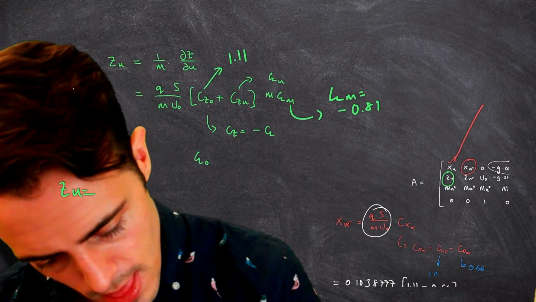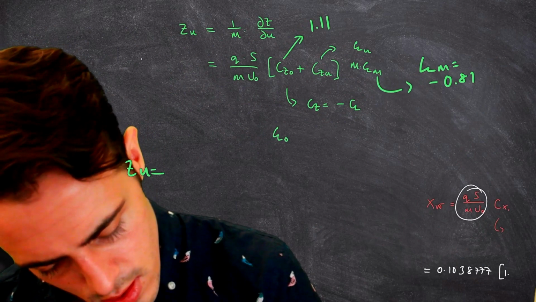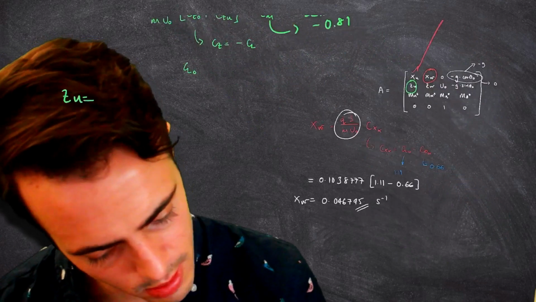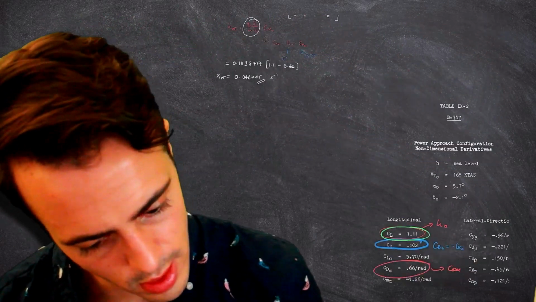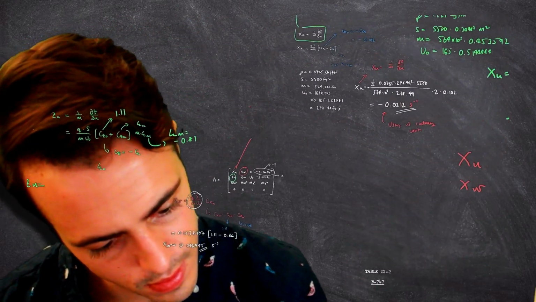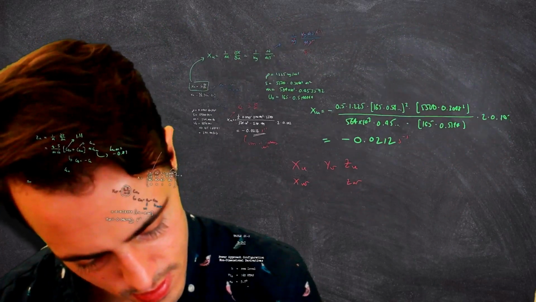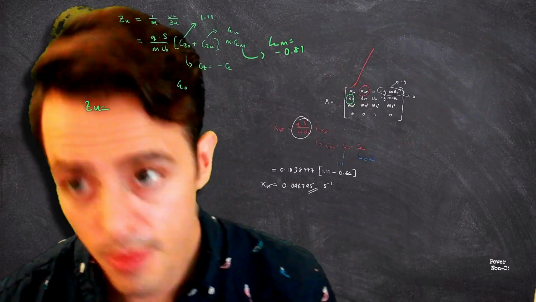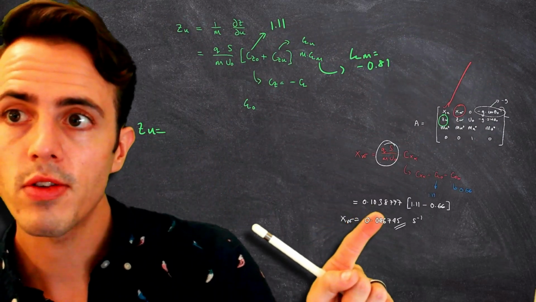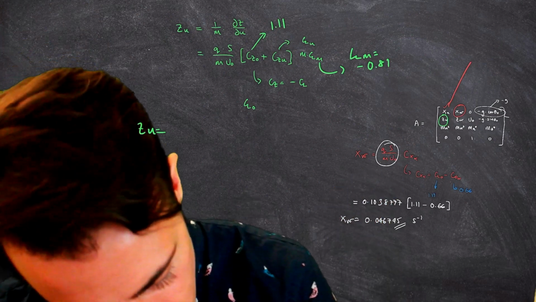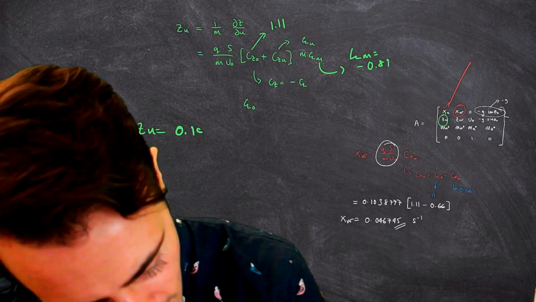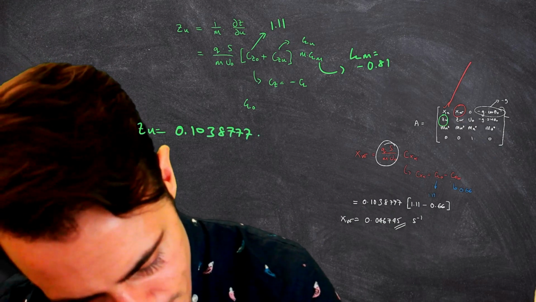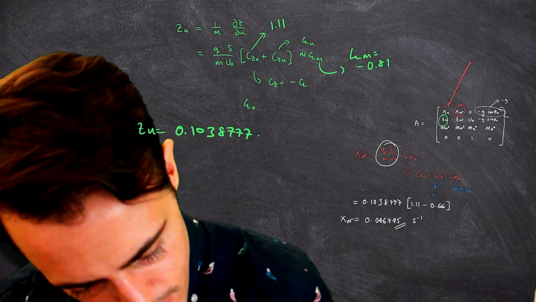ZU is equal to QS on MU, and I had that number a minute ago. Where did I write that down? Oh, here we go, it's this number right here. So the QS on MU is this number here. So it's 0.10387777 multiplied by, just move this over.